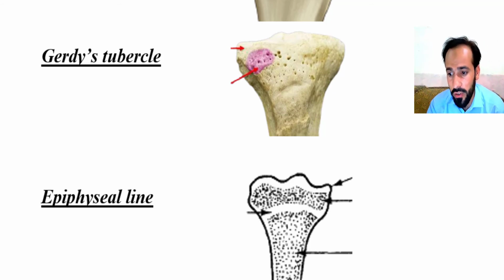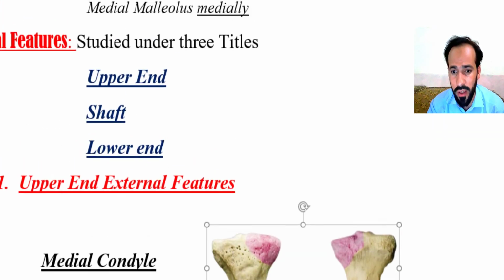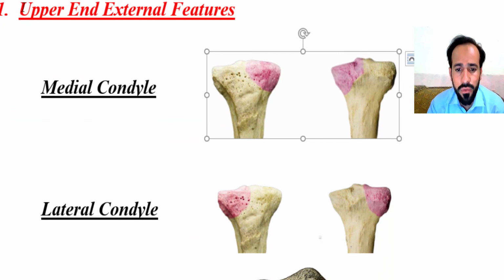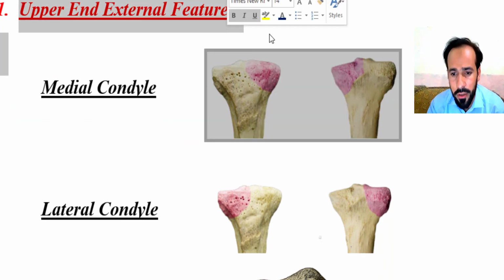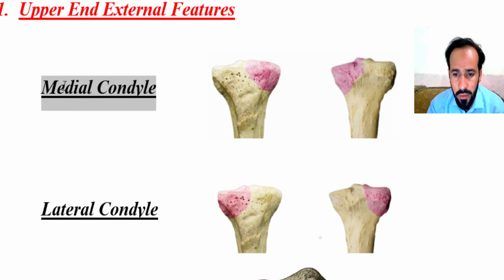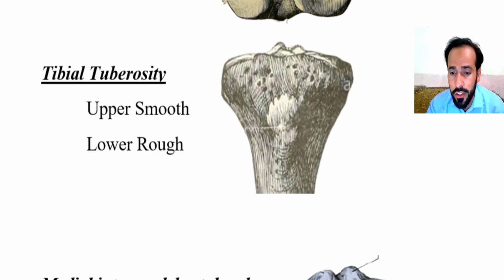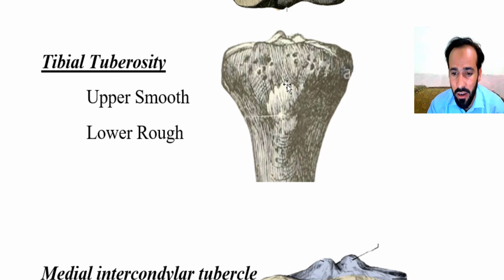Right, friends, now let's quickly recap what we have learned up to now: the external features of the upper end of the tibia bone. There is the medial condyle, we have shown it here. There are the lateral condyles, the two condyles. Then there is the intercondylar area, you can see here in between the two condyles. Then there is the tibial tuberosity, which is anterior. So this part is the tibial tuberosity.